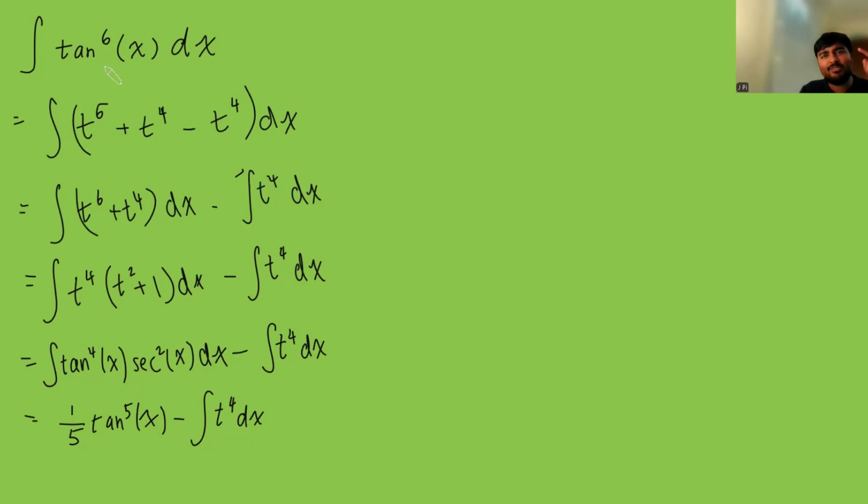I've managed to write the integral of tan to the 6x in terms of something, and then tan to the 4x. Okay, cool. So now I need to deal with this. Can I do something similar? The answer is yes, we can. So if I do the integral of t to the 4 dx, I'm going to say that's the integral of t to the 4 plus t squared, and then dx, minus the integral of t squared dx, like so.